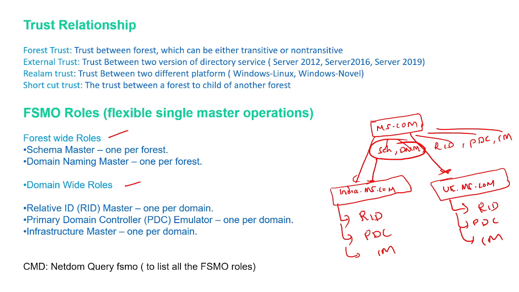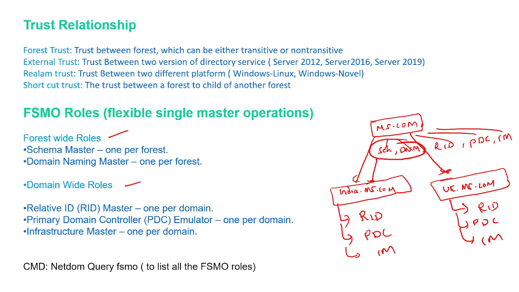So there are 5 FSMO roles, 2 are forest wide, 3 are domain wide. Forest wide are schema master, 1 per forest, and domain naming master, 1 per forest. But relative identifier, primary domain controller emulator, and infrastructure master are 1 per each domain. You know, right? Forest means a collection of trees. Trees means a collection of domains. So each and every tree has its separate domain. That is the reason it is 1 per domain.